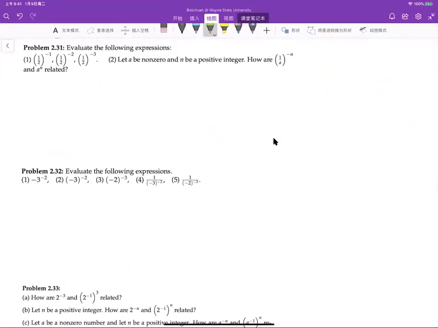So what is 1/2 to the negative 1? And 1/2 to the negative 2 and 1/2 to the negative 3?